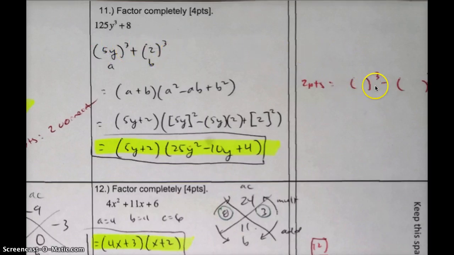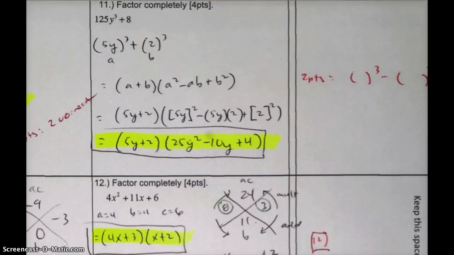Now if that's the only thing you could have gotten and you did it correctly, then I gave you 2 points. Well, you have to put something in there. When you multiply by itself 3 times, you get 125y to the 3rd. That's 5y. 5y times 5y times 5y gives you 125y to the 3rd. And this value here would be 2. 2 to the 3rd power is 8. 5y becomes your A value. Your B value becomes 2.